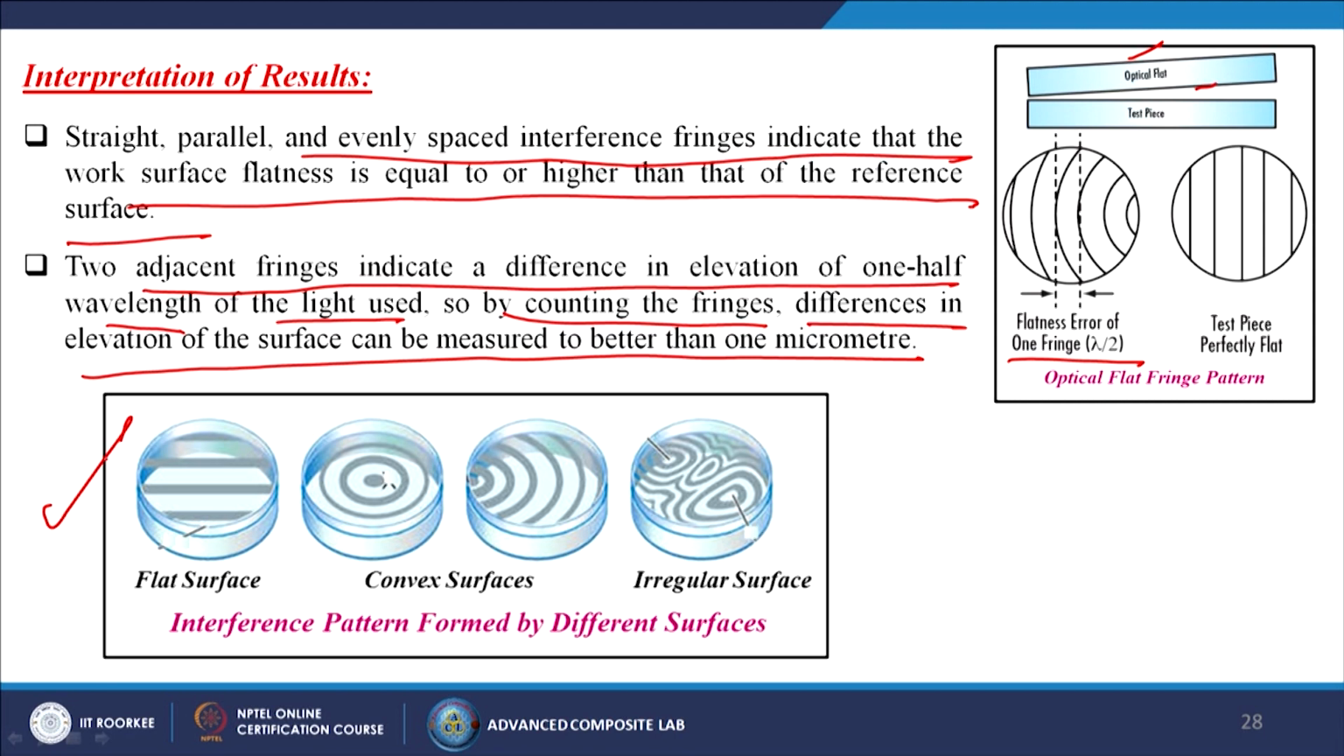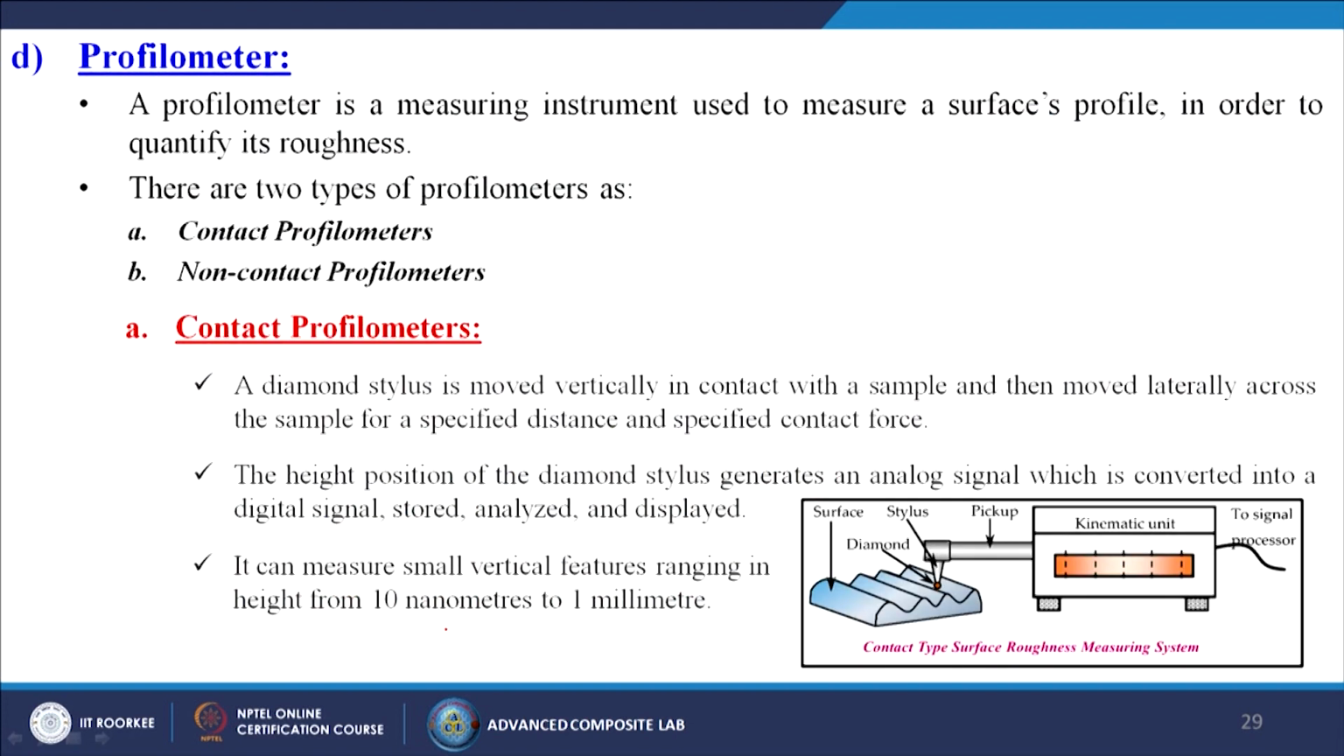So, this is the flat surface, this is the convex surface and this is the irregular surface. Generally we get an image like this. And the last one is called the profilometer.